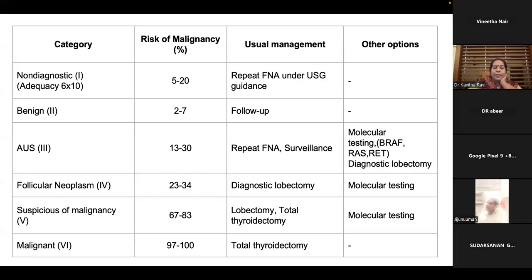Then suspicious of malignancy, again, you cannot wait. You have to do a lobectomy based on the cytological findings. And if it is a diffuse lesion or you find suspicious lesions in the other lobe also, you need to go for a total thyroidectomy because the risk of malignancy is too high, 67 to 83%. And when we give a malignant report, that is category 6, that means 97 to 100%, it's going to be a malignancy. And so total thyroidectomy is the rule. So this is how you should go about, interpret a thyroid FNAC report and plan your further management.